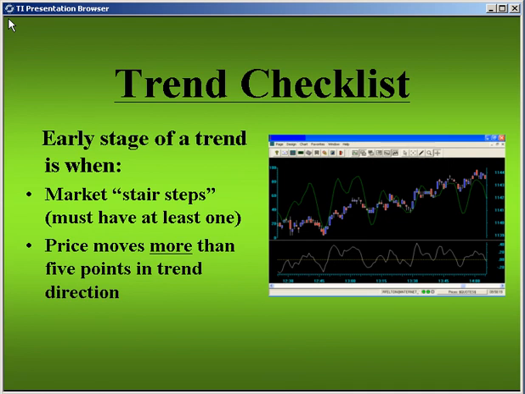Now this 5-point figure is a guideline that works most of the time and can be adjusted somewhat depending upon the volatility of the market. If the market becomes more volatile, you may increase the 5-point figure accordingly.